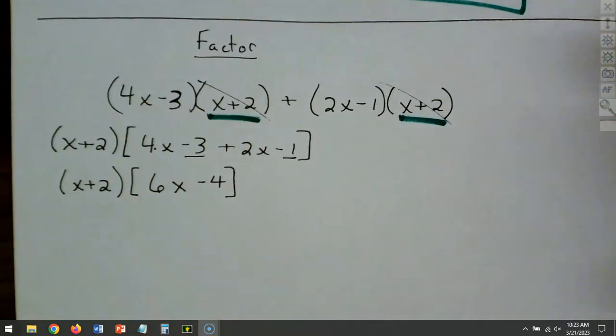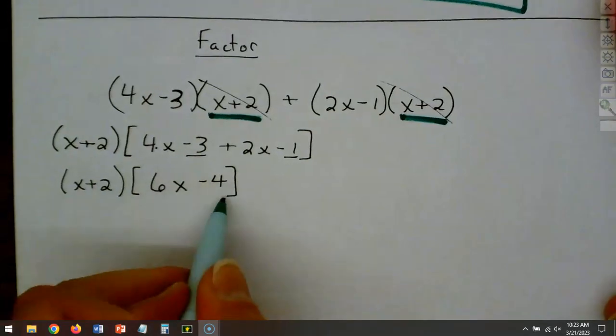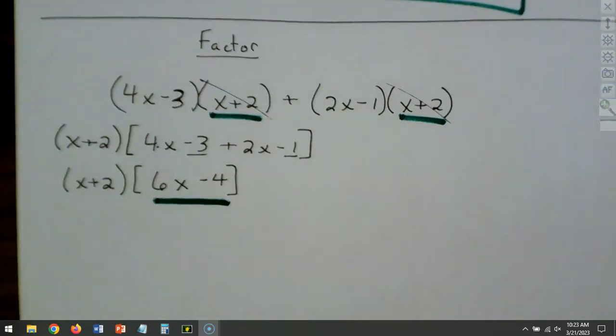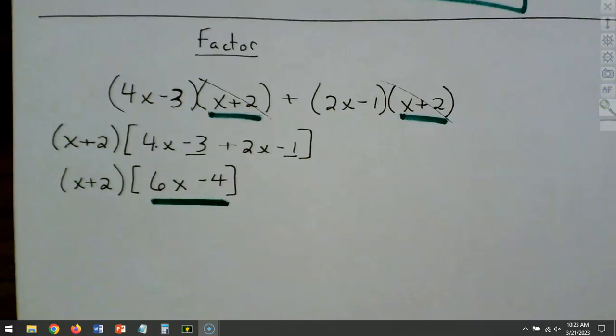A lot of times, students stop here, but you can actually go a little bit further. Go one more step. Let's look inside of our brackets here. Inside of the brackets, what numbers do I have? I have a 6 and a 4, right? And what do 6 and 4 have in common? Well, they have a 2 in common, don't they?